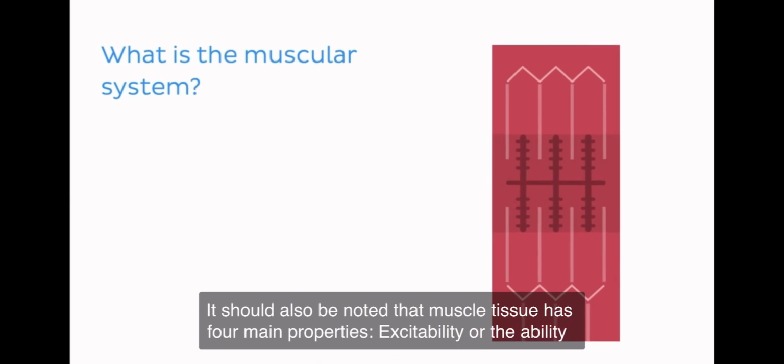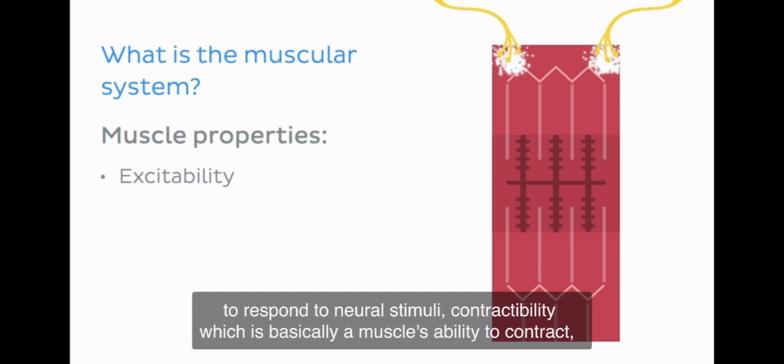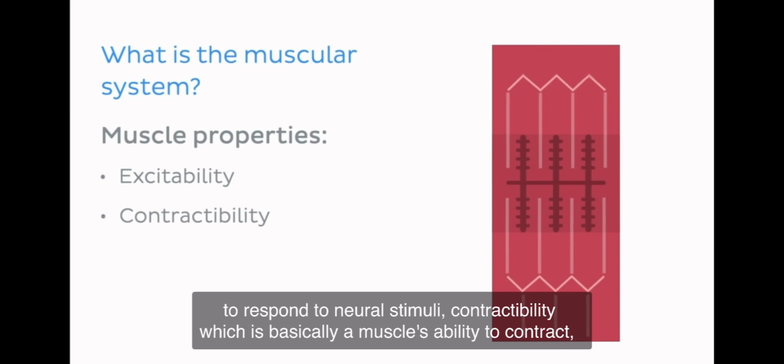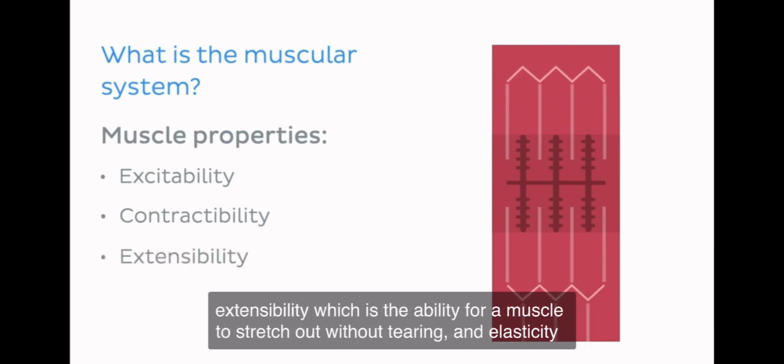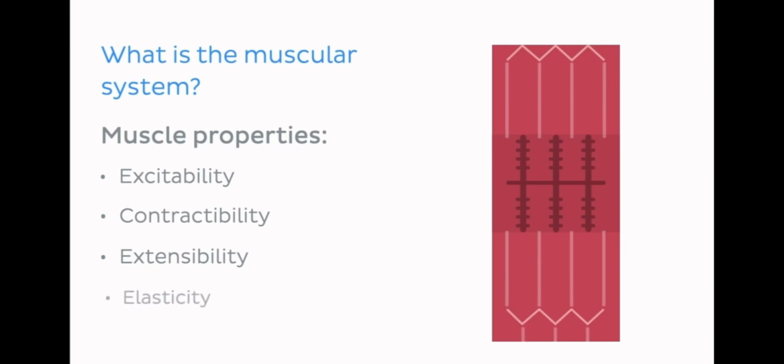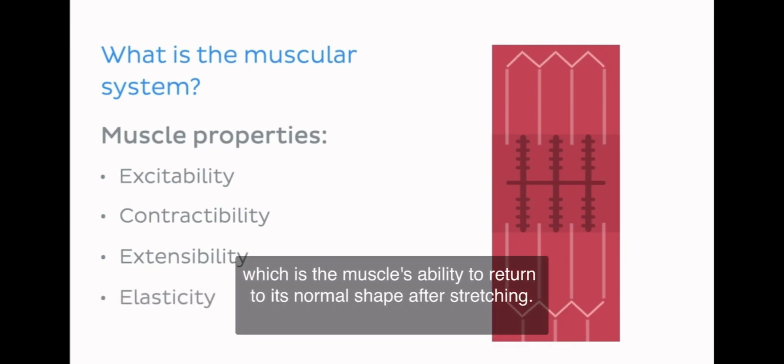It should also be noted that muscle tissue has 4 main properties: excitability, or the ability to respond to neural stimuli; contractibility, which is basically a muscle's ability to contract; extensibility, which is the ability for a muscle to stretch out without tearing; and elasticity, which is the muscle's ability to return to its normal shape after stretching.